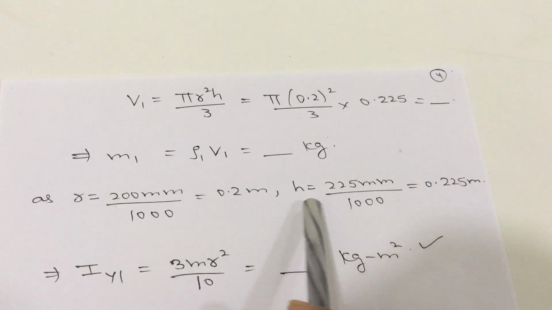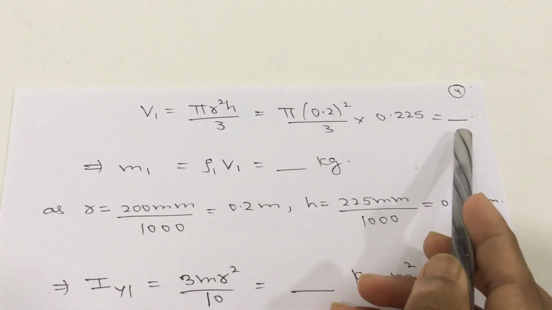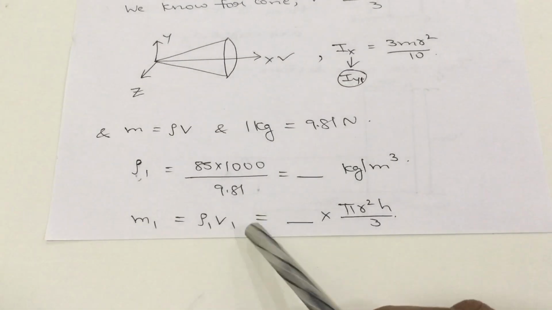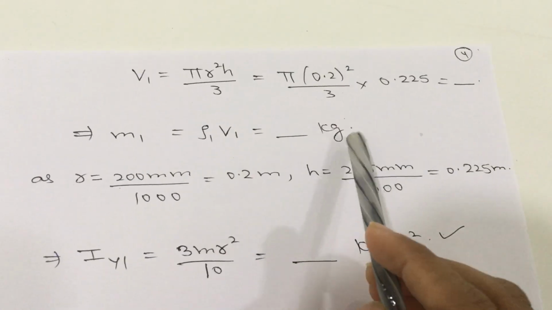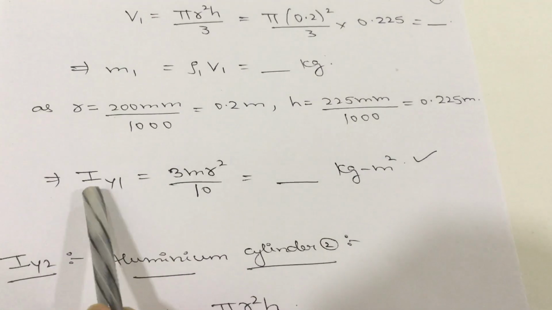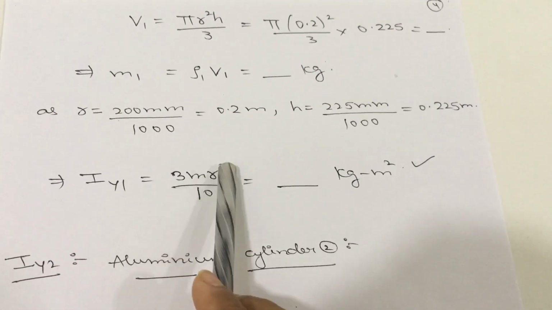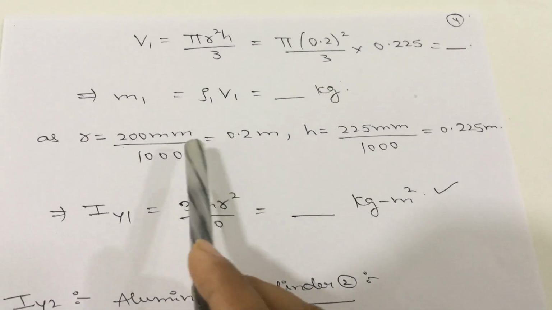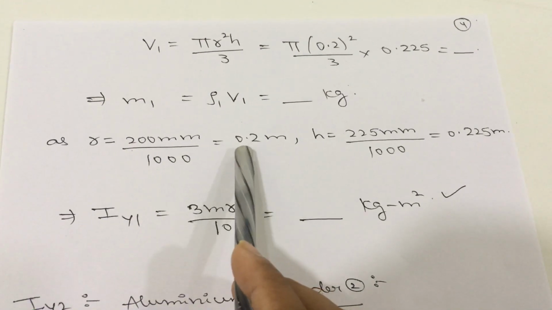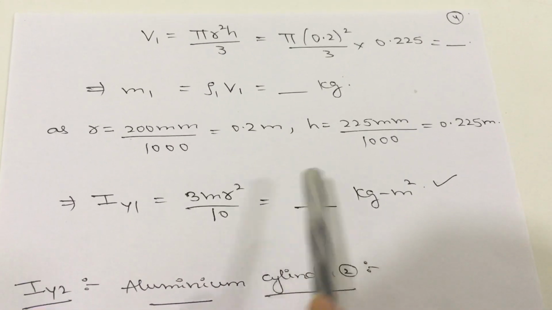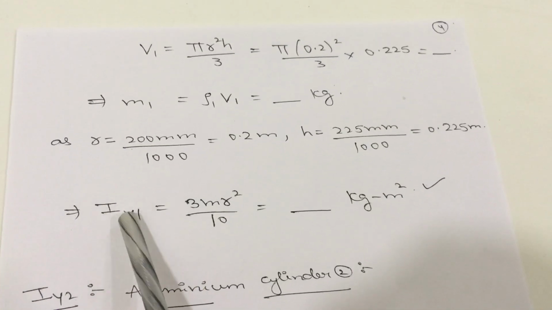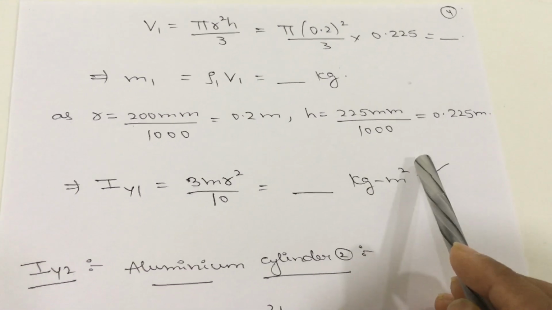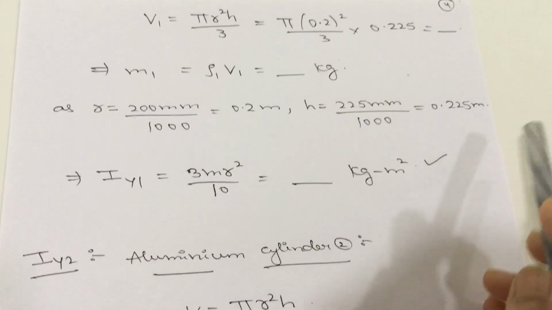Next, substitute the r value and h value in the volume formula. We will get the volume value. Next, substitute that volume value in the mass formula. So you will get the mass value in terms of kgs. Now, what is the formula for IY1? That is nothing but 3 m r square by 10. The m value we have calculated. The r value is already given in the question. We have converted it into 0.2 meter. So substitute all the values. We will get IY1, the mass moment of inertia for the brass cone. That you will get in terms of kg meter square. So for the first section, the calculation is completed.